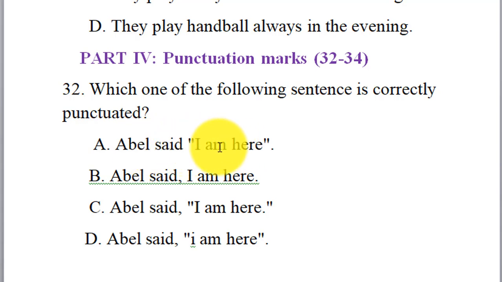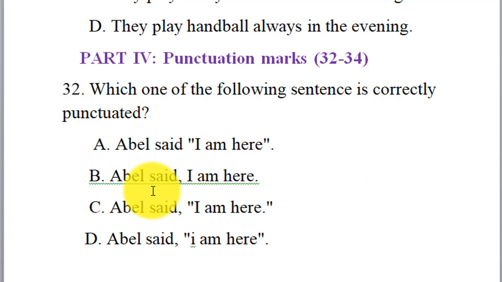And between the statement and the reporting verb, there should be a comma. But in this case, no comma is written. So this is wrong one way. And the other, there is a period here. The period is outside the double quotation mark. So it must be inside the double quotation mark. So because of these two reasons, this sentence is not correctly punctuated.